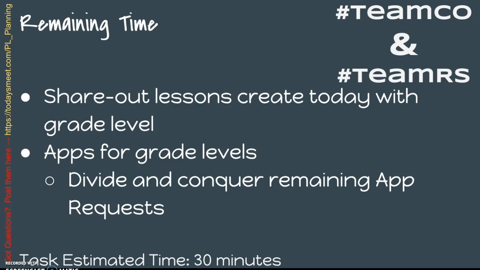There might be some different ones that Rising Star uses compared to Comanche. So this might be an opportunity also to divide and conquer if there's any remaining app requests, since that new process is somewhat timely. You can use some of this time to divide and conquer and get those requests in.